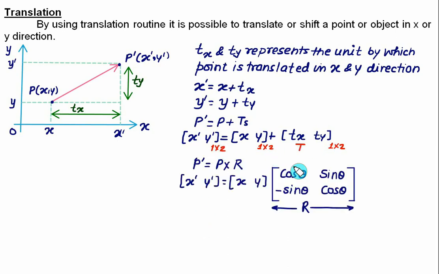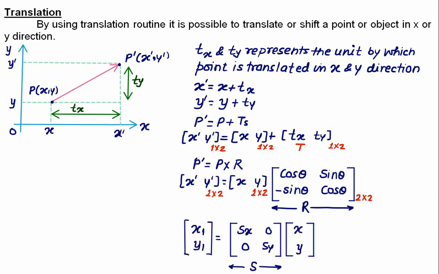So in this case addition is possible, and in the case of rotation the P prime matrix is also 1 by 2. This matrix is 1 by 2 and this matrix is 2 by 2. So the 2 and 2 get cancelled and we get the same 1 by 2 matrix. In the scaling matrix we have used the column matrix, and in the translation and the rotation we have used the row matrix. So we have 2 rows, 1 column, which is 2 by 1. This one is a 2 by 2 matrix and this one is also 2 by 1. So 2 and 2 cancel, and we get a 2 by 1 matrix.